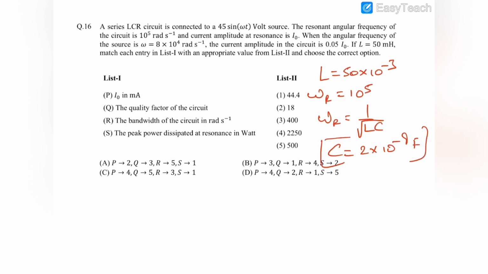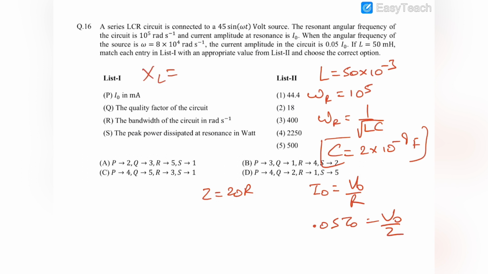Okay, now we know that I naught is the amplitude of current when there is a resonance situation, and in resonance I naught is V naught by R, and otherwise at some other frequency it is given that I naught is 0.05 I naught, and that is V naught by Z. So we can conclude that Z is 20 R from these two.